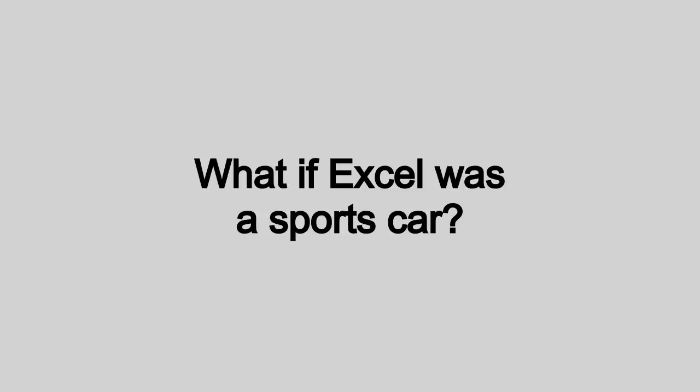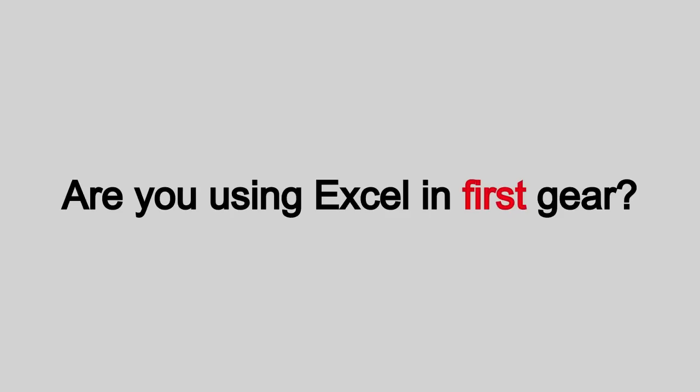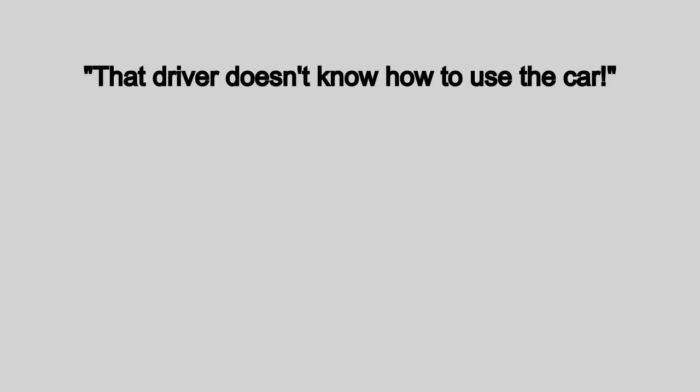Did you know that you might be using Excel the same way that you might be driving a sports car? In fact, a sports car that can go 200, and you're driving it in first gear at something like 30. Yes, it goes pretty fast from 0 to 30 in first gear, but you're not going to take it much faster. In fact, if you imagine watching a Ferrari drive past in first gear, revving hard, you'll think that driver doesn't know how to use the car.